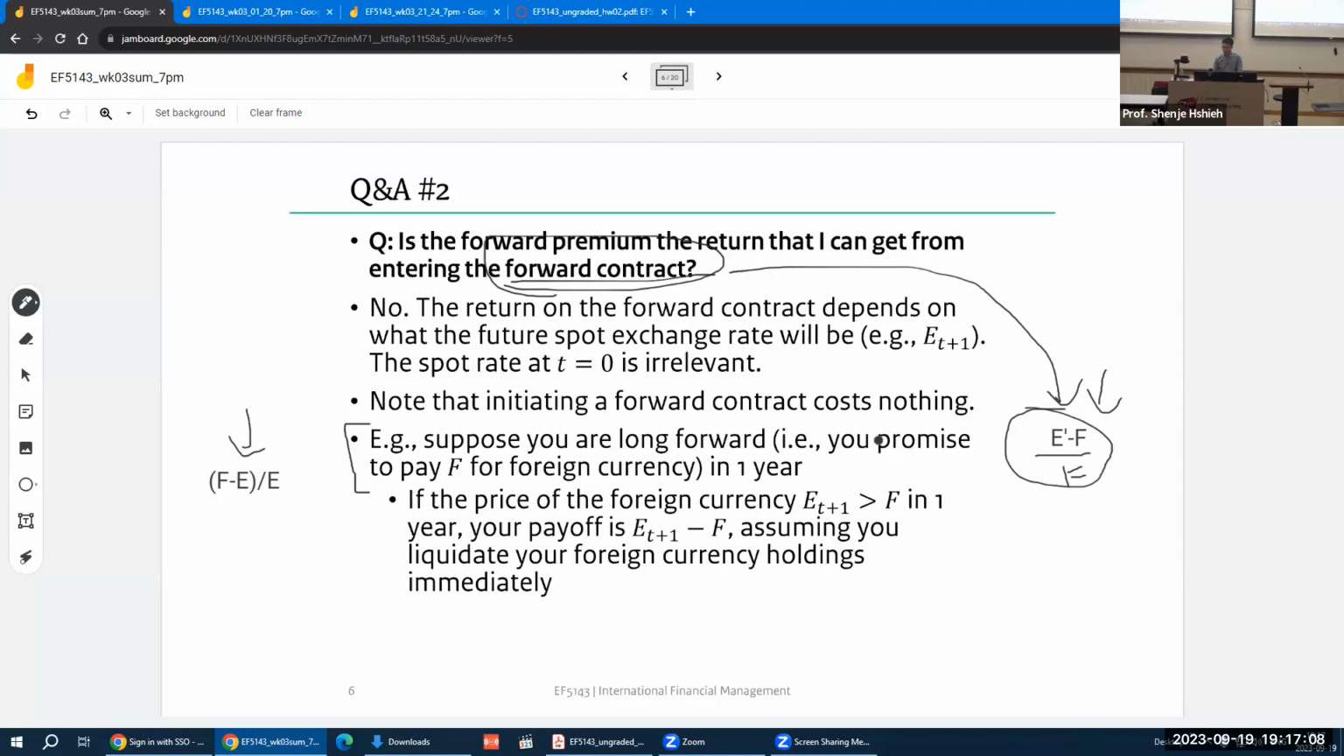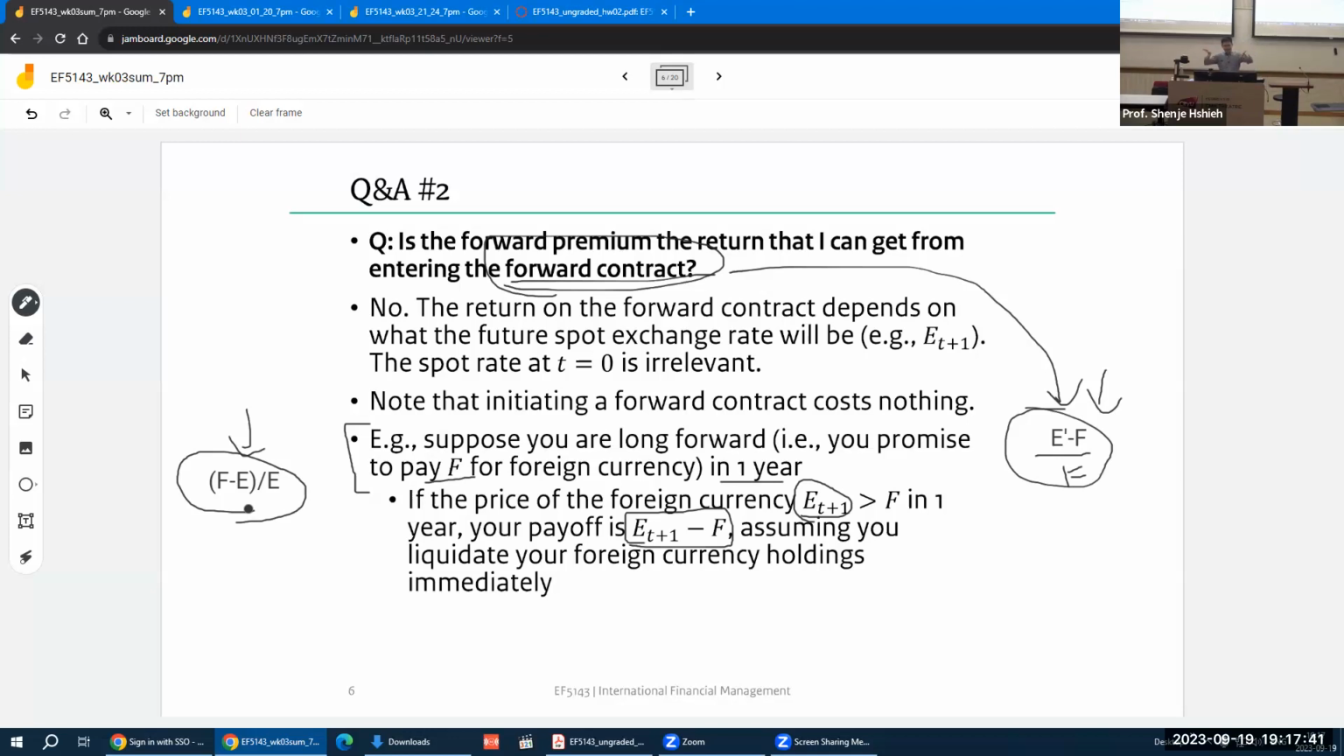All right, so the example I just elaborated. Suppose you are long forward, you promise to pay F for some unit of currency in 1 year. If the price of the foreign currency is E(t+1), whatever it is, I don't know, then my payoff is the following: E(t+1) minus F, assuming I liquidate the underlying asset that's delivered to me, that I paid F for. That's my return on the contract. This is the expected return on holding onto the underlying currency.